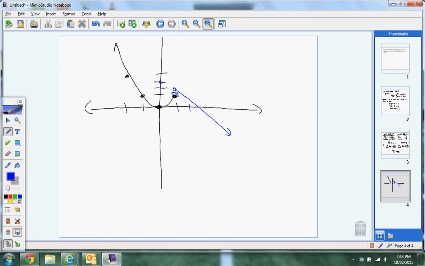This one, now let's follow it here. This one is approaching 1 from the left. This one's approaching 2 from the right. So they're approaching two different numbers, so there does not exist a limit. That's our point today. Questions?